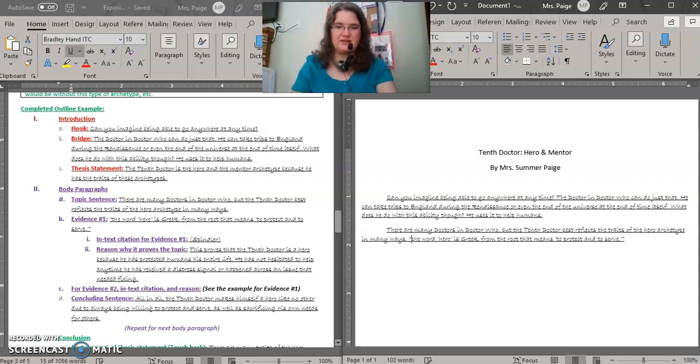Alright, and so I'd look at it and I'd go, okay, there are many doctors in Doctor Who, but the 10th Doctor best reflects the traits of the hero archetype in many ways. One of these ways is from the word hero. Nope, that won't work. So one way is because the word hero is Greek from the root word that means to protect and serve. And then keep doing the same thing.